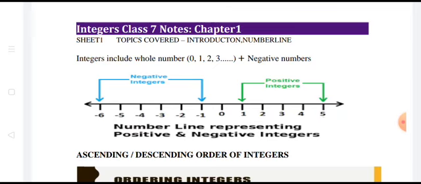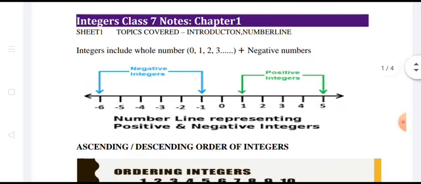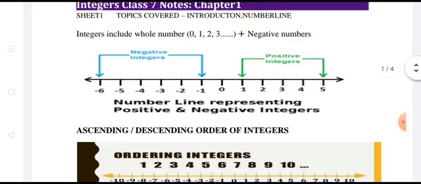First of all, we know what the number line is, as we have already studied it. But today we will just recall the topic. So the number line includes integers: whole numbers, positive numbers, and negative numbers.